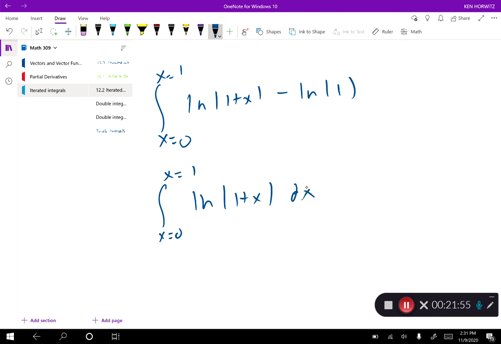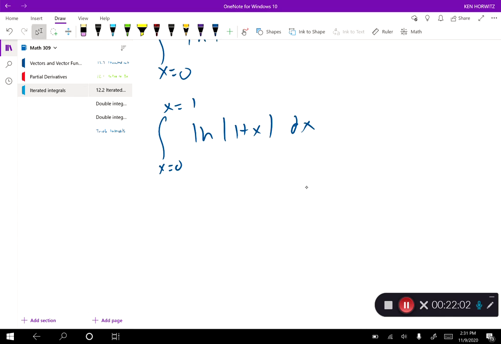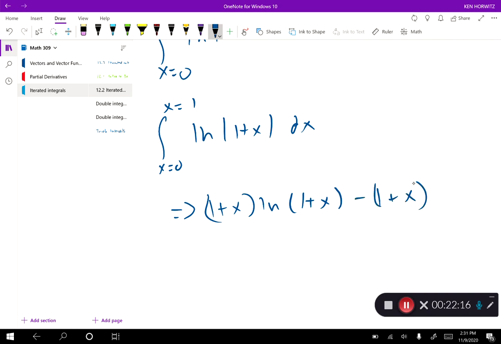And as I said in the past, however you do this integral is up to you. I've done plenty of ln integrals, so I know that the answer is (1 plus x) ln(1 plus x) minus (1 plus x), just like that, between 0 and 1. All right, and now I'm going to plug in my limits. So why don't you pause the video now, plug in those limits, work it down, and we'll talk about the answer.